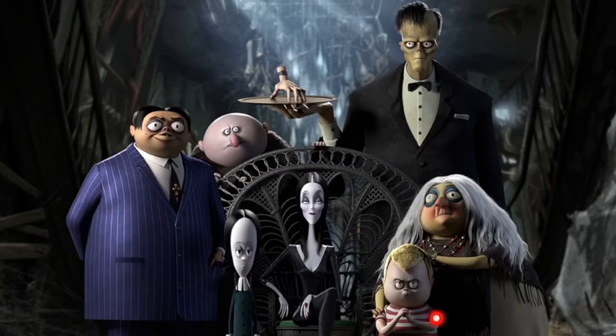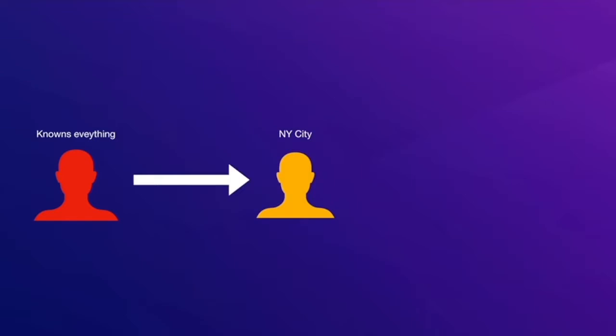Suppose we want to meet the younger son of the Adams family, which lives in New York City. So what will we do? We will go to a person who knows everything and ask, "Hi, I want to meet the younger son of the Adams family who lives in New York City." The person will say that I am not aware of the Adams family, but I know someone who knows everyone in New York City.